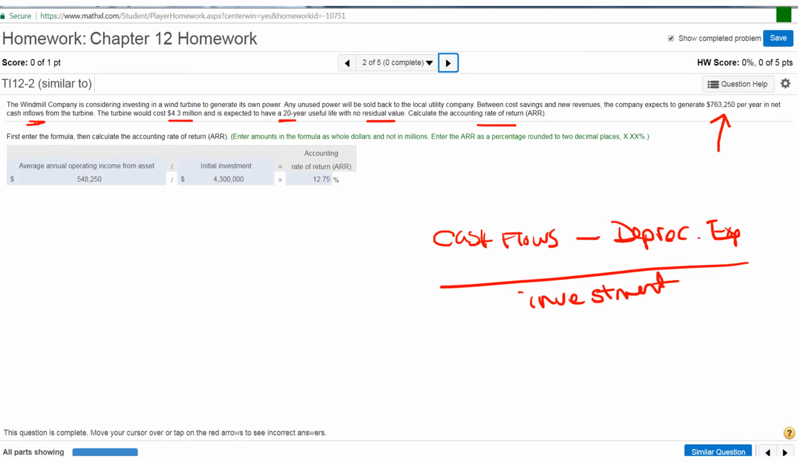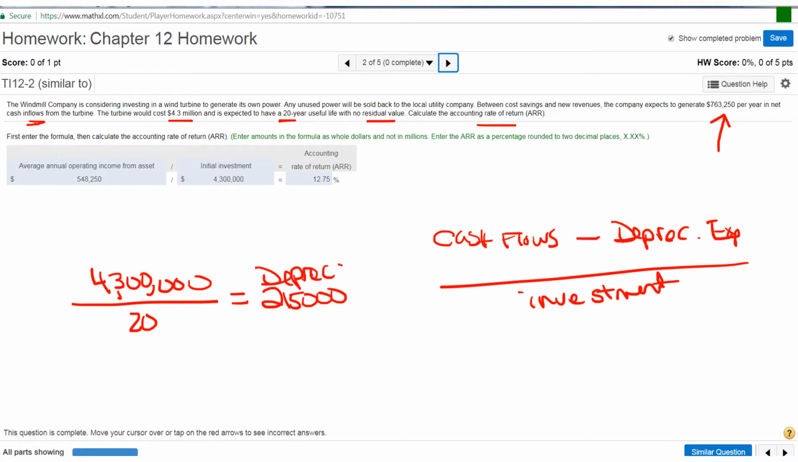So to calculate your depreciation expense, you have your total cost of investment, which is $4.3 million, $4,300,000. What you do is you just divide that by 20, since there's no residual value. And what that's going to do is give you annual depreciation expense right at $215,000.